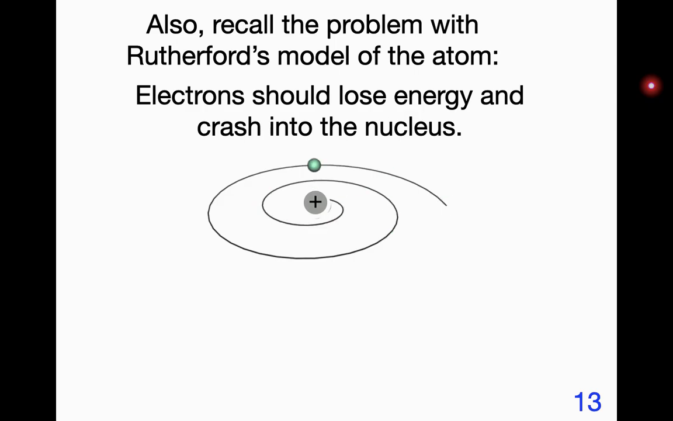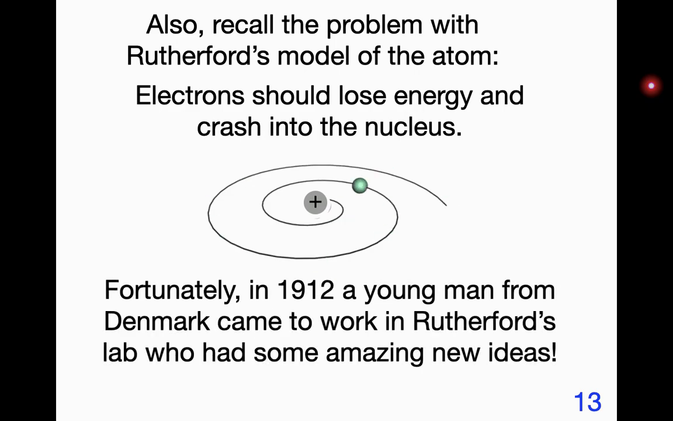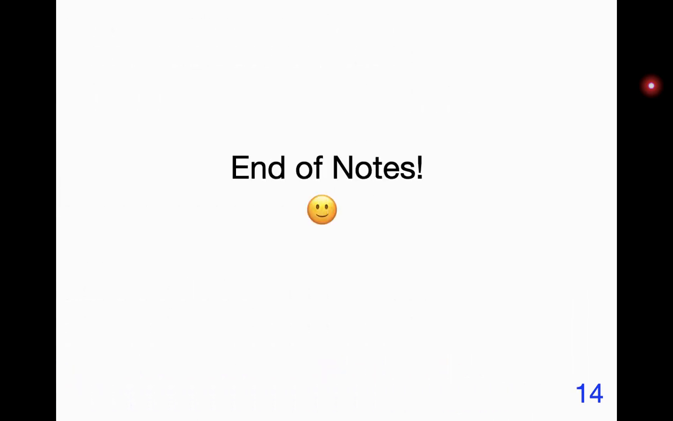And it took an amazing scientist who came to work with Rutherford to offer a pretty impressive explanation, not just for the emission spectrum, but for why electrons don't crash into the nucleus, which are, again, related. So fortunately, in 1912, a young man from Denmark came to work in Rutherford's lab who had some amazing new ideas. His name was Niels Bohr, and he will be the topic of our next set of notes. But for now, this will be continued, and we are at the end of today's notes.